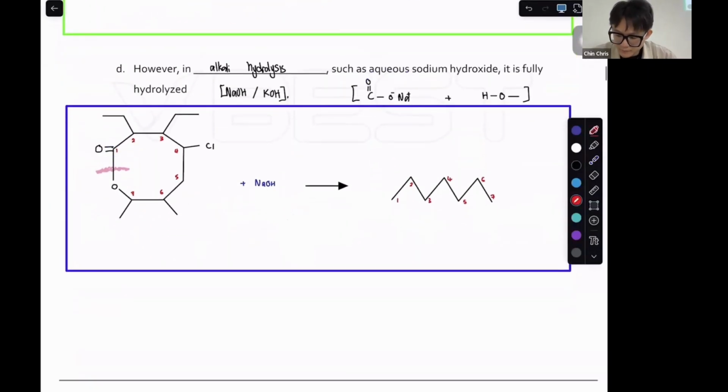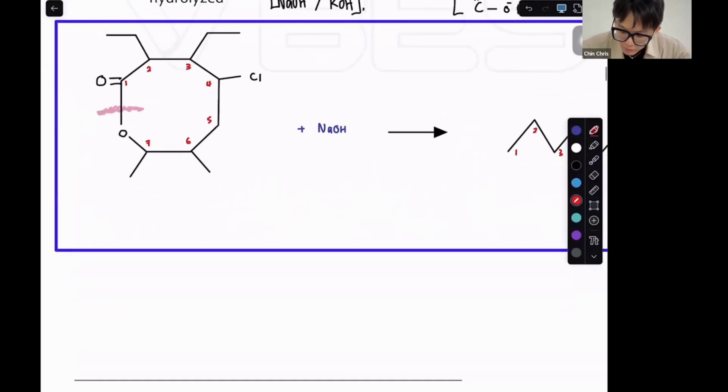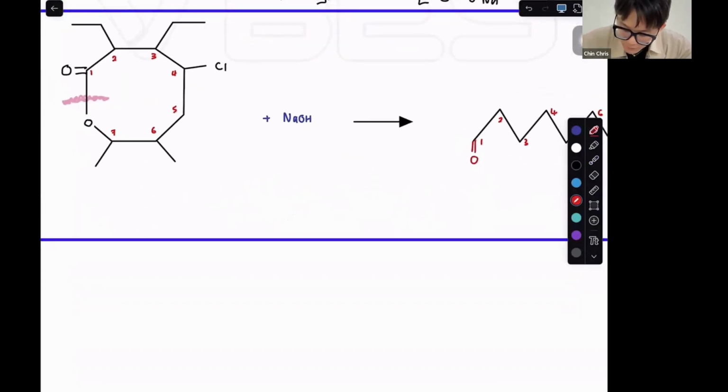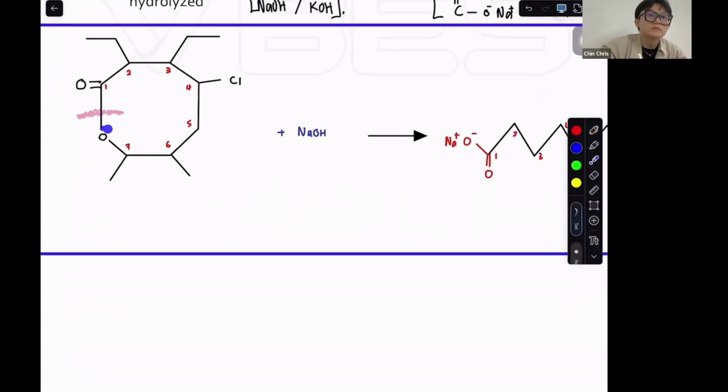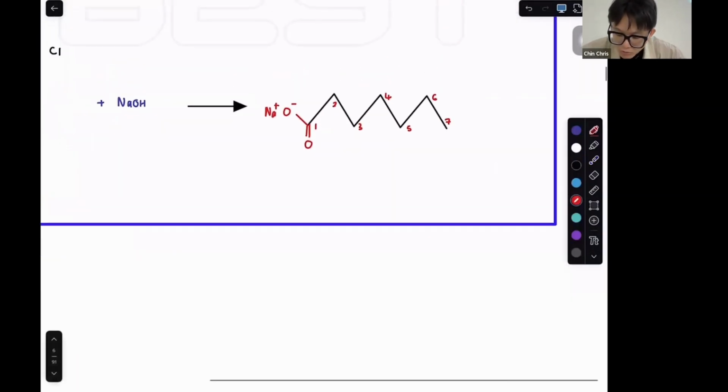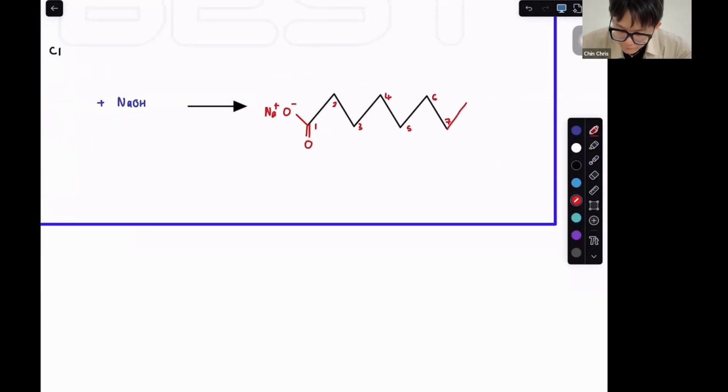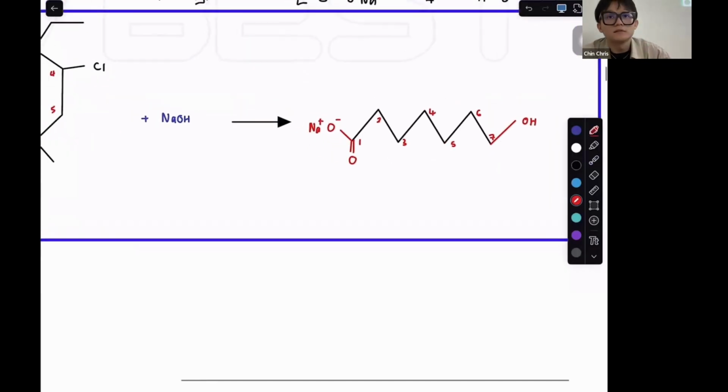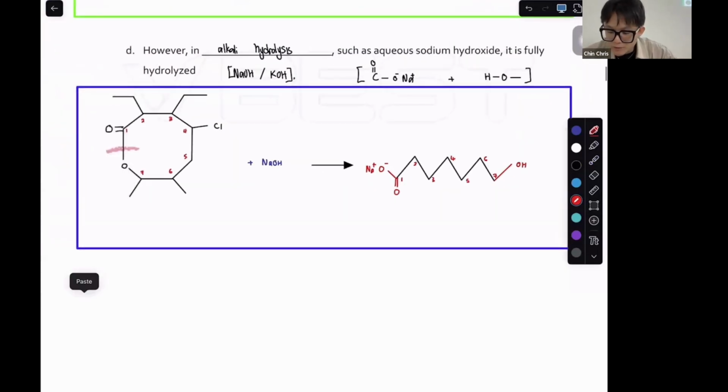O and A. So I'm just going to put down O and A. Done. Then guys, carbon number 7, this one will turn into an alcohol. All right. That's it. Understand? Alright guys, remaining part, you just have to put the Cl, right?